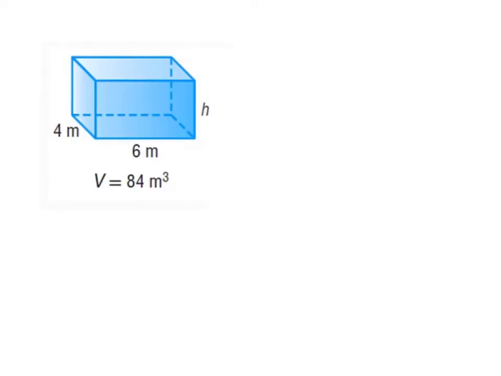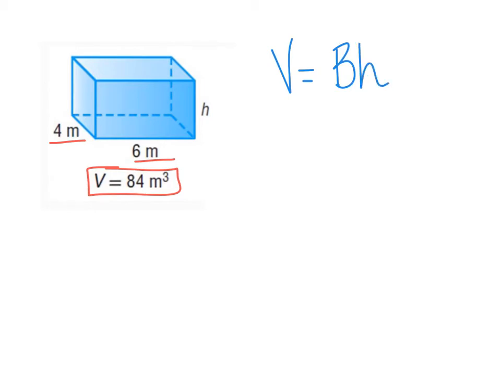Here's another one. We're given the volume, we know the width and the length, and we're solving for height. Again, I'm going to start with my volume equation. Volume equals capital B, which is length times width, and then times height. My volume is 84, so I'm going to substitute in that value. I know the two numbers I need to calculate the area of the base, that's 4 and 6. And height is what I'm solving for.